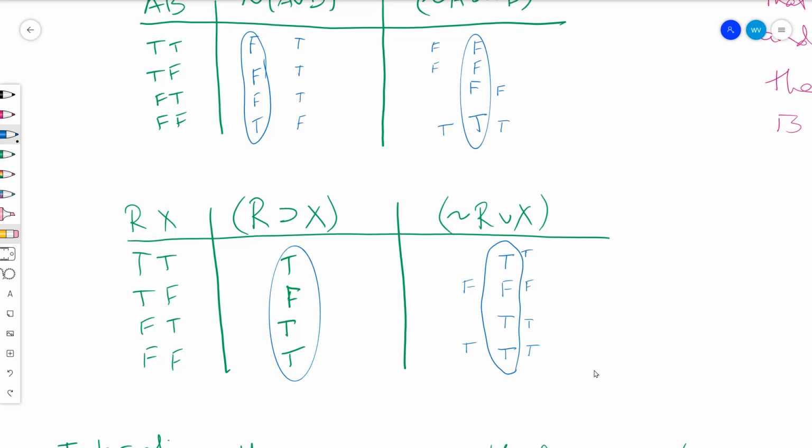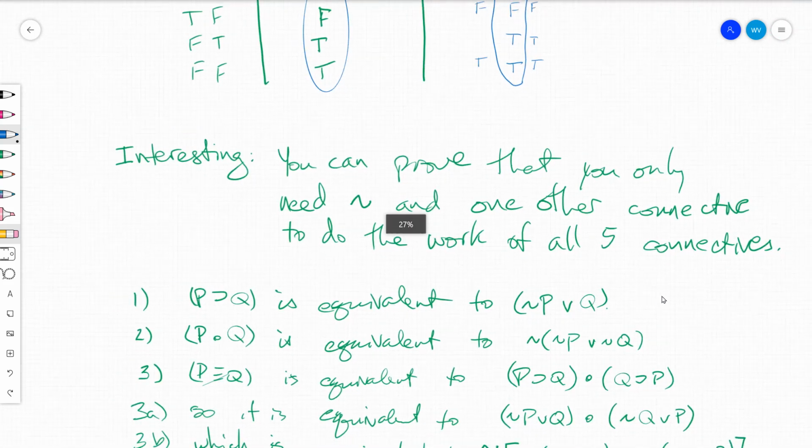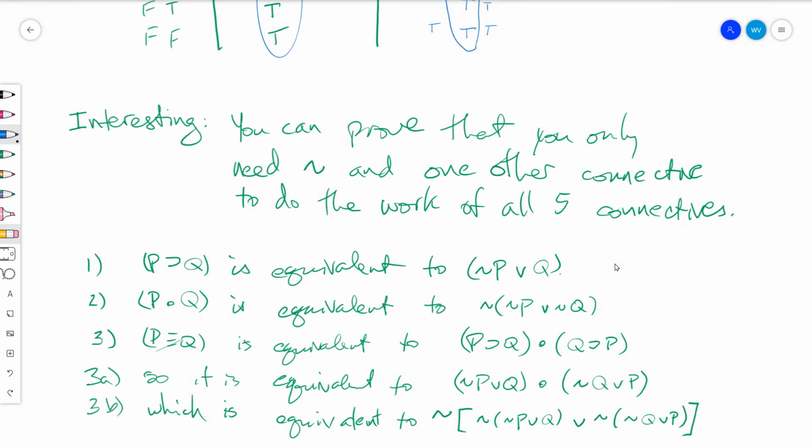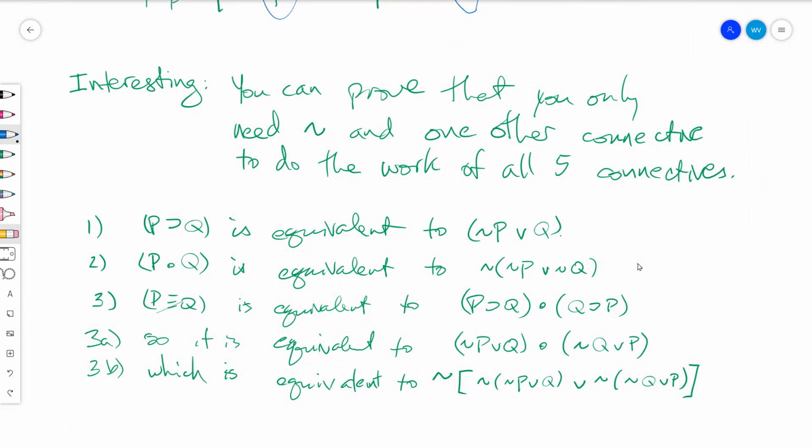Now, one of the interesting things you can do with equivalence is this neat thing here. You can prove that you actually only need 2 connectives to do all the work of the 5 connectives we have in SL. So you can show that you need negation and any one of the other connectives, right? And you can replace all the others. The easiest one to do this for is to use negation and disjunction. You can also do it with negation and conjunction, negation and conditional, and even negation and biconditional. The sentences with negation and biconditional get really long and ugly, so we won't bother to look at that. But in principle, you could do it that way.